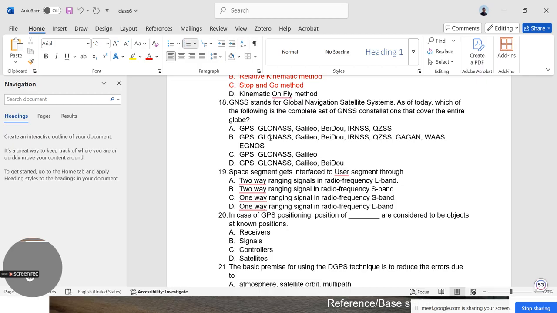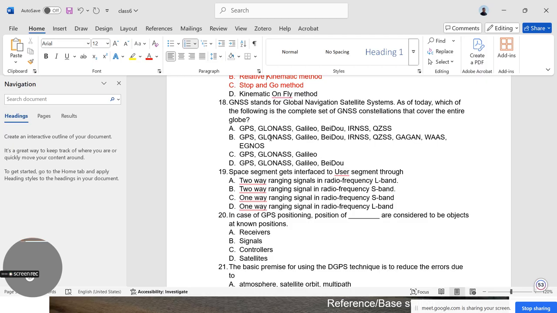So already we know that GPS is from the USA, which gives global coverage. GLONASS is from Russia, which also gives global coverage. Galileo is from Europe, which also gives global coverage. BeiDou is from China, that also gives global coverage. IRNSS is from India, which gives regional coverage. QZSS is again a regional system from Japan.